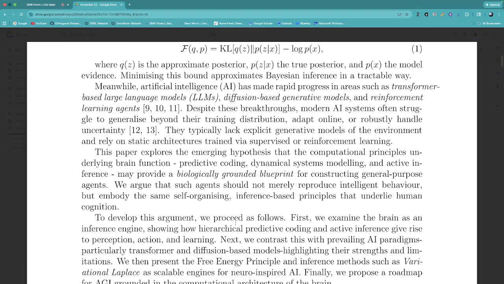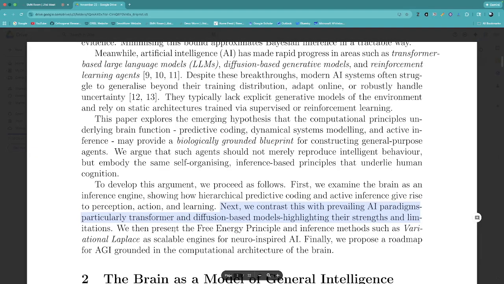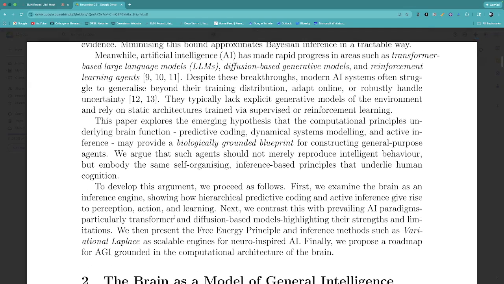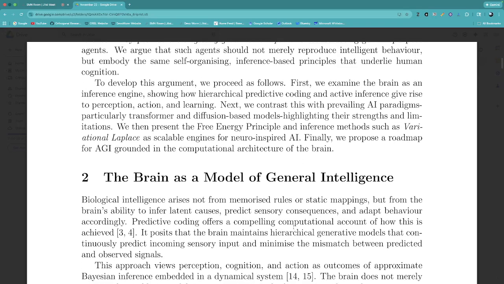First, we examine the brain as an inference engine, showing how hierarchical predictive coding and active inference give rise to perception, action, and learning. Next, we contrast this with prevailing AI paradigms, particularly transformer and diffusion-based models, highlighting their strengths and limitations. We then present the free energy principle and variational Laplace, which is going to be a variation on variational free energy, as scalable engines for neuro-inspired AI. And then they propose a roadmap for AGI based on this way of doing things.